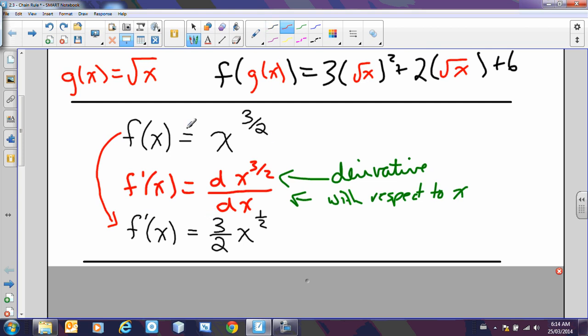And so this is my resulting derivative. Where it came from is, again, this middle term, f prime. This is just, again, another way to write derivatives down. And how we read this is the derivative of x to the 3/2 with respect to x, or in terms of x.